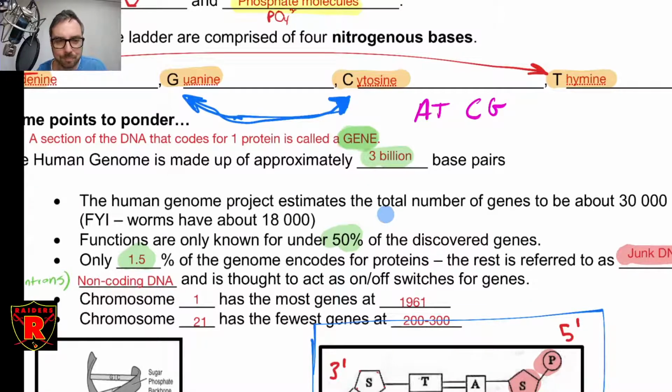Fetal alcohol syndrome is not a genetic disorder. So your genes are not affected by alcohol consumption. It's the expression of the genes that is affected by the alcohol consumption. So it's not the DNA itself that is altered by alcohol consumption. It is how you use the DNA to make proteins. That process is disrupted through the consumption of alcohol.